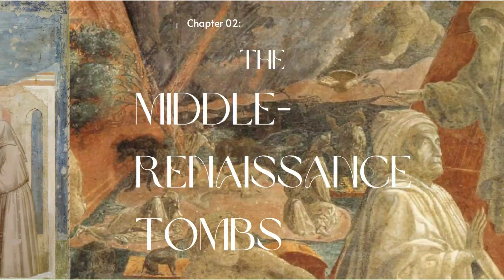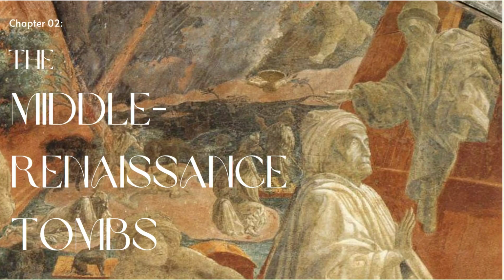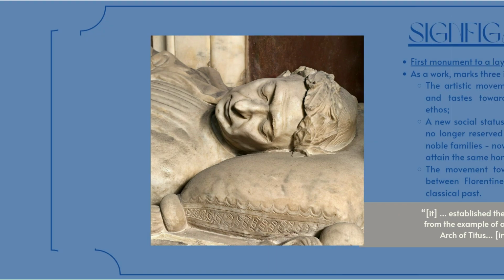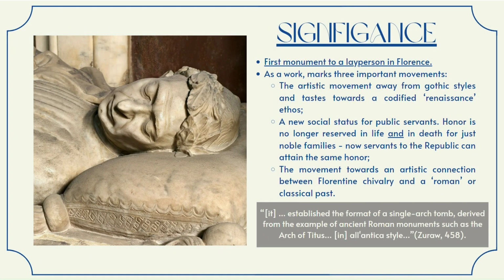So now we move into the Middle Renaissance tombs. We begin with the monument to Leonardo Bruni, which was made around 1446 to 1450 AD by Bernardo Rossellino. It's on the main basilical floor on the south side, and it has a wonderful Latin description where it says, "Since Leonardo has left this life, history literally weeps and eloquence is struck dumb," and it goes on and so forth. And the significance of this tomb is really astonishing.